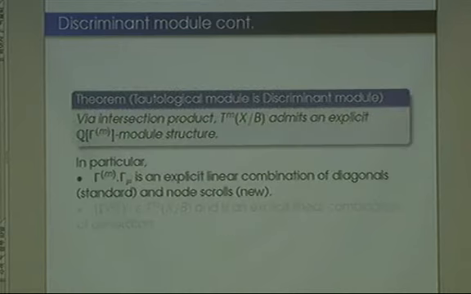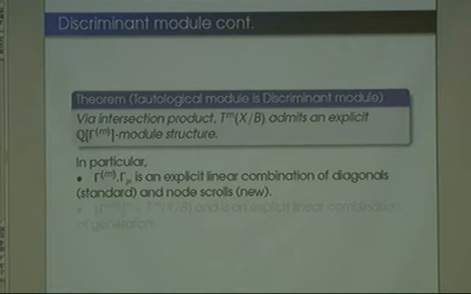So, for example, if you look at one of these small diagonal cycles multiplied by the polarization, then this product can be expressed as a linear combination of what? Of diagonals and of node scrolls. So let me point out that this intersection that is featured here is very far from a proper intersection. In fact, gamma mu is a subscheme of gamma upper n. So it's a non-proper intersection.